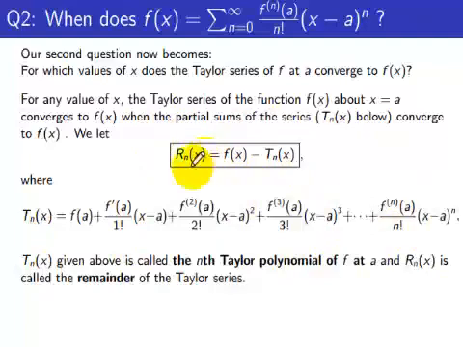Some people call this the Lagrange remainder, and some people say this is the remainder of the Taylor series. It is the error between the actual function and the nth order Taylor polynomial.